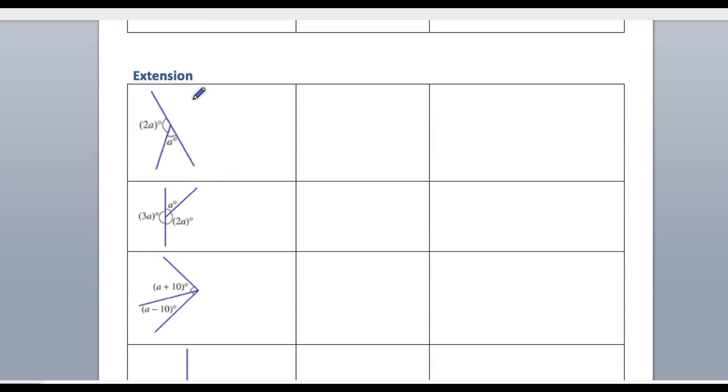Okay, so I'm just going to talk you through these because they are extensions, so they do actually require you to think about them. But we do have supplementary angles here. We've got a 2A and an A. So basically we've got 3A is equal to 180. Okay, so see if you can work that one out. This one here, we've got a full revolution. We've got 1A, 2A and 3A. So all up we have 6A is equal to 360. So see if you can find out what A is going to be equal to.